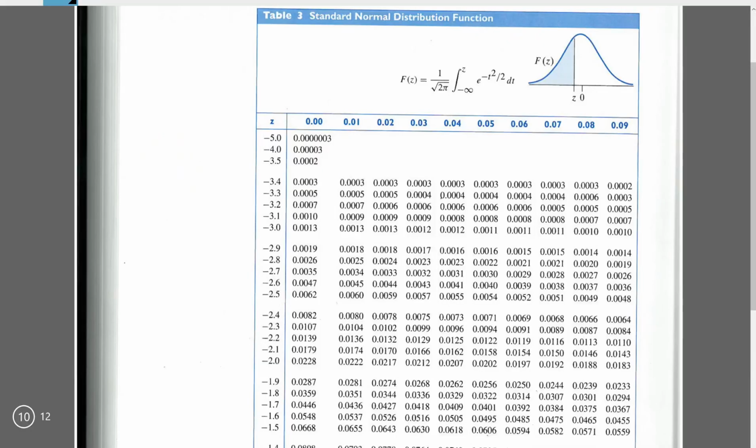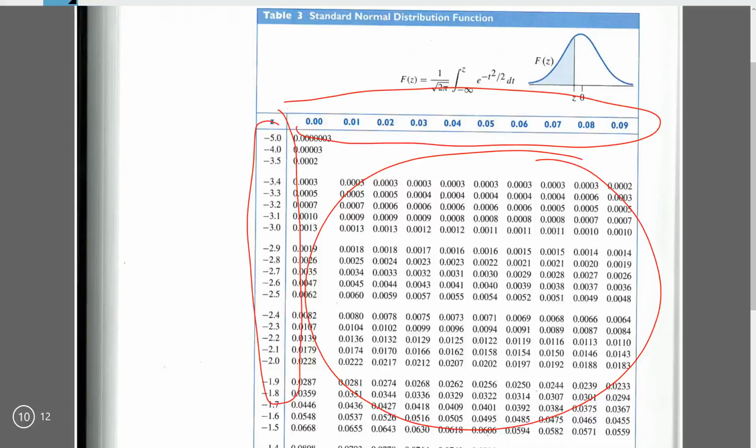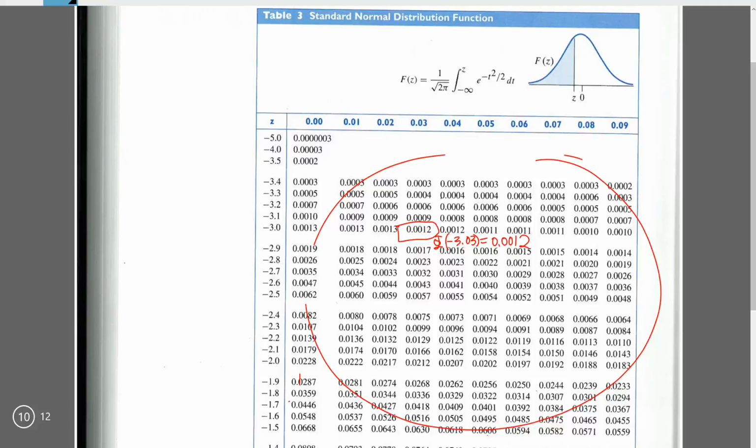Here is the standard normal distribution function, the CDF for that. And we are looking for the probability. So here are the probabilities, and here are the x values. So what does this number mean? This means the CDF of negative 3.03. So this guy means phi of negative 3.03 equals 0.0012. Okay, so this is what it means. Let me erase it.